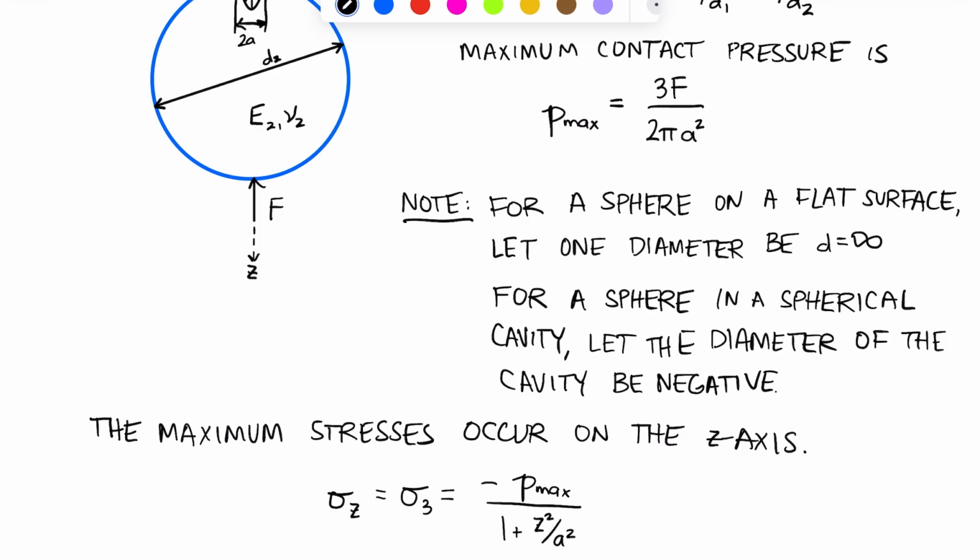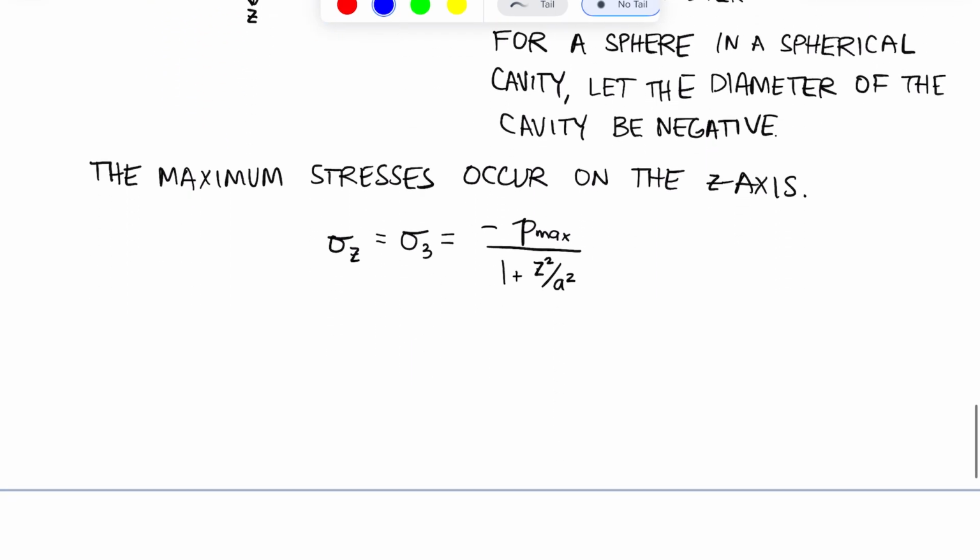And note that I have denoted this maximum stress with sigma 3 for the principal stress because this is the maximum negative stress, and we always order our stresses from sigma 1 to sigma 3, with sigma 1 being the most positive, sigma 3 being the most negative. And that comes from our section on Mohr circle.